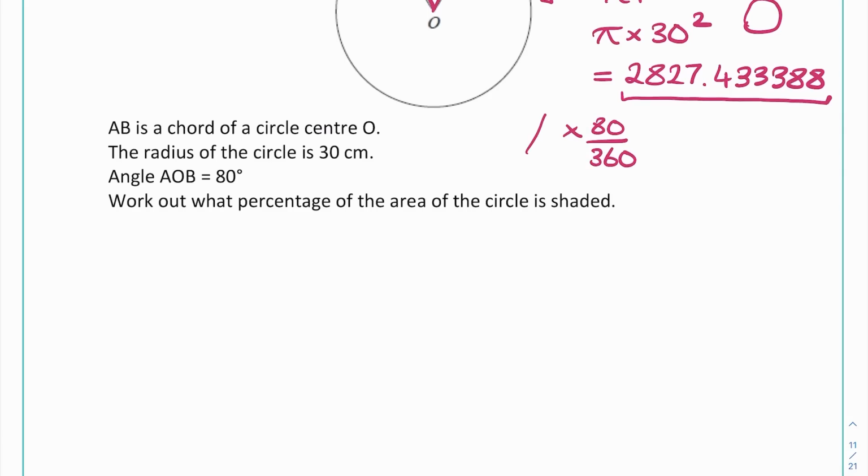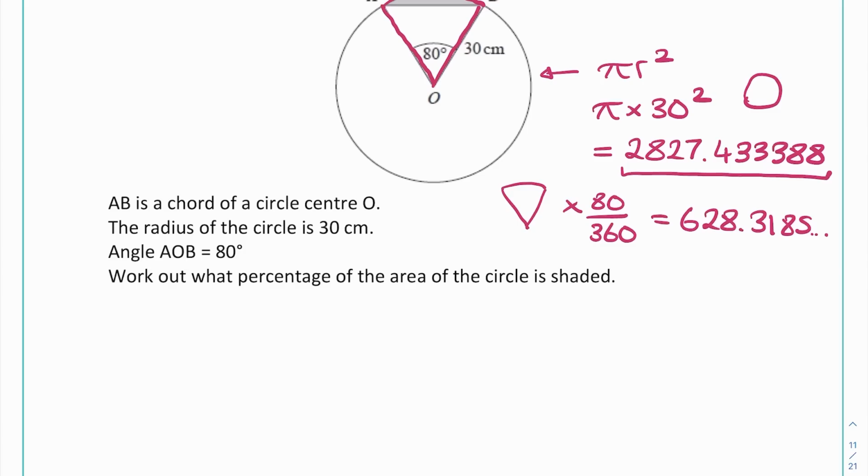I'm just going to draw a picture of a sector so I know which piece is which. You can label it all with words if you want though. So on the calculator, multiply that by 80 over 360, or you could divide by 360 and then times by 80. But that gives me an area for the sector of 628.3185307. I'm just going to leave it as 628.3185. To get the shaded region, I would have to take away the area of the triangle from the sector.